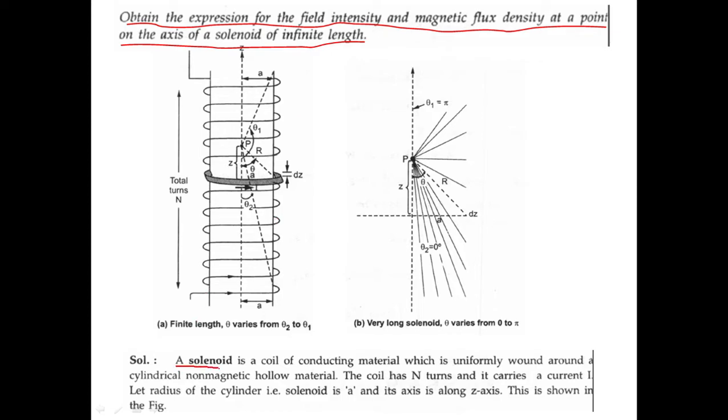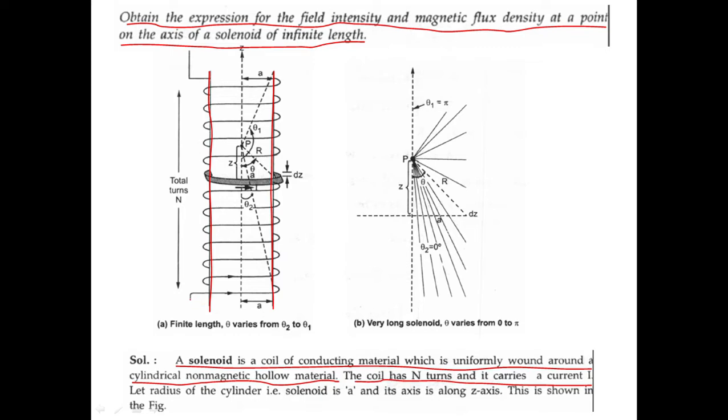A solenoid is a coil of conducting material which is uniformly wound around a cylindrical non-magnetic hollow material, right? The coil has n turns and it carries a current I. Now you'll have two parts in a solenoid. One is a non-magnetic hollow material, a hollow cylinder, that is this one.